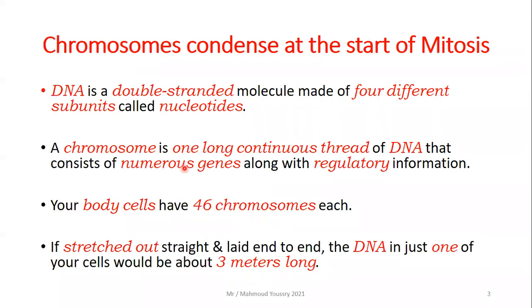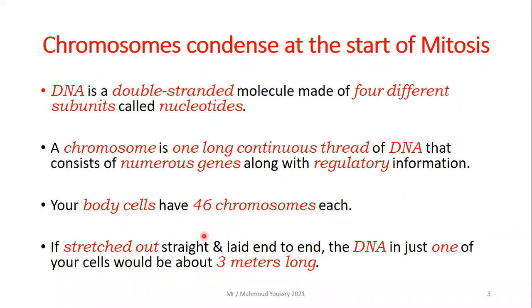So let's start. Chromosomes condense at the start of mitosis. DNA is a double-stranded molecule, as we know, made of four different subunits called nucleotides. A chromosome is one long continuous thread of DNA that consists of numerous genes, along with regulatory information. Your body cells have 46 chromosomes.